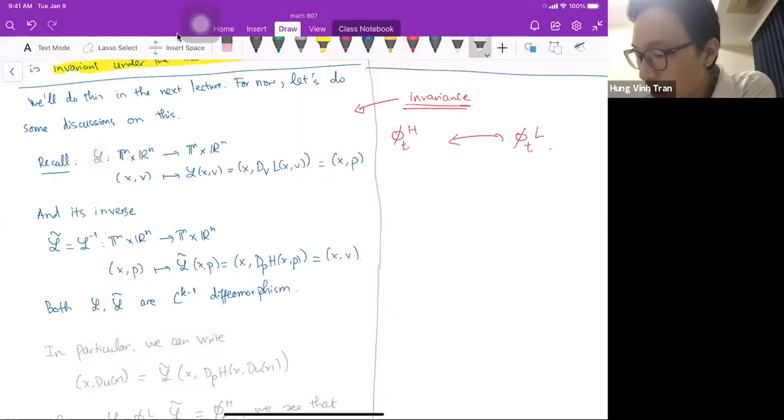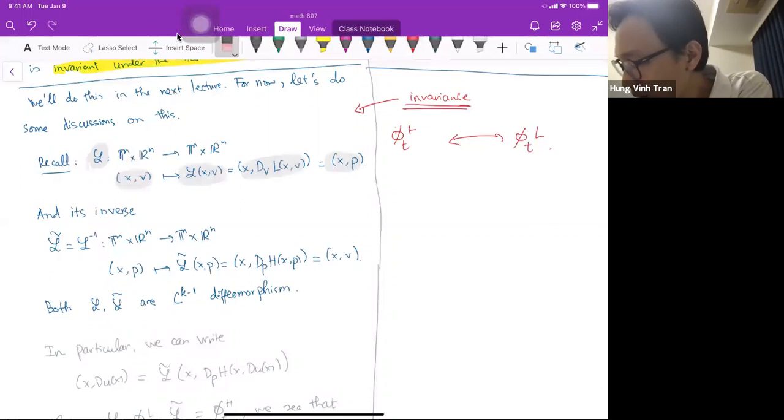So you define this curly L function. Again, it could be a little bit confusing, but curly L is not the Lagrangian L, right? L is just the capital L. Curly L is the map from Tn cross Rn to Tn cross Rn. So you take (x, p), you map it to (x, v), where p is the derivative of L with respect to v. Okay, I kept saying that, but let me say it again. Maybe let me reverse the order so that I'm on the same page here.